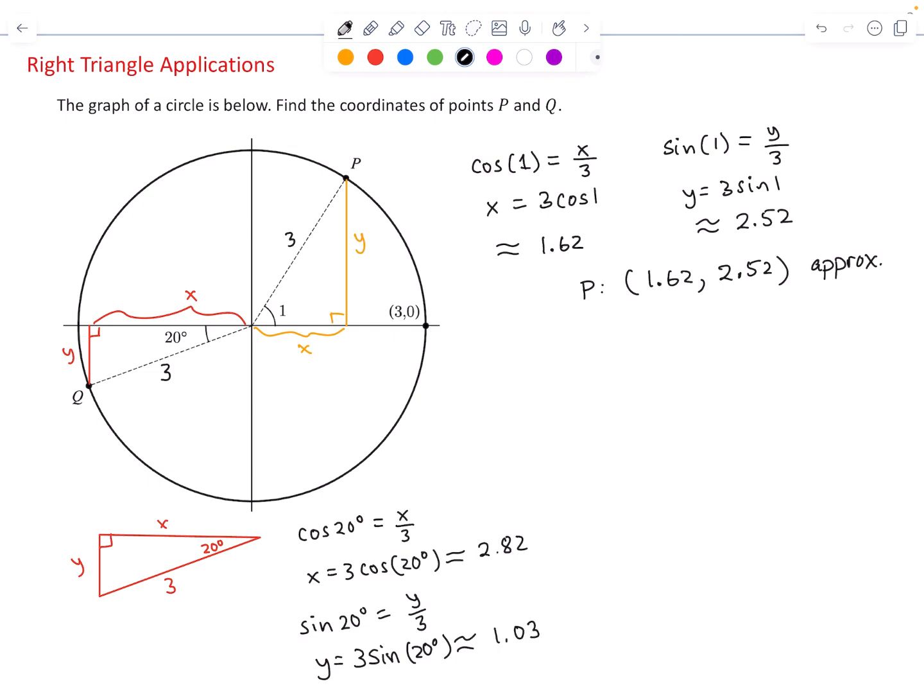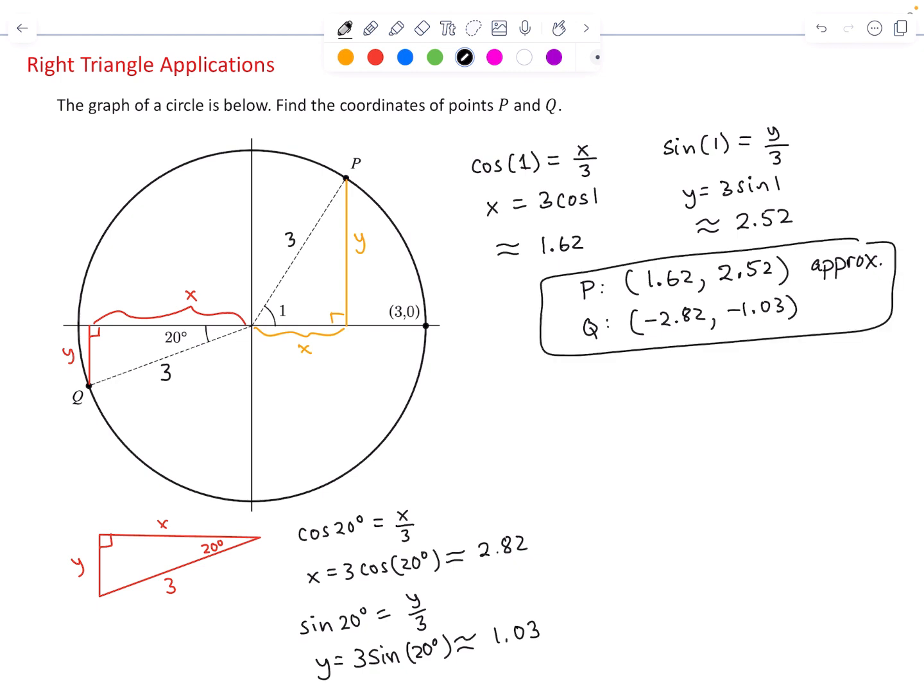This is giving me positive numbers, but we know that the coordinates should both be negative since Q is in the third quadrant. So we can adjust them and conclude that point Q is approximately located at negative 2.82 and negative 1.03. And this answers our questions.